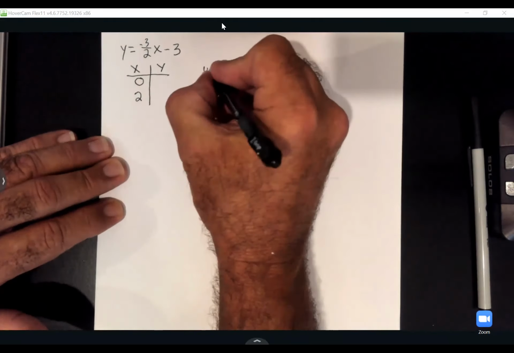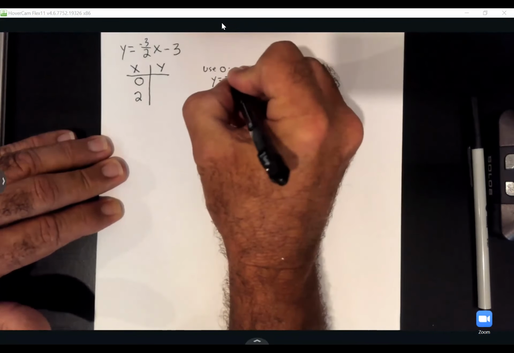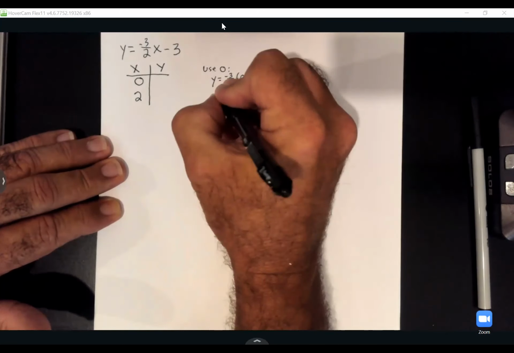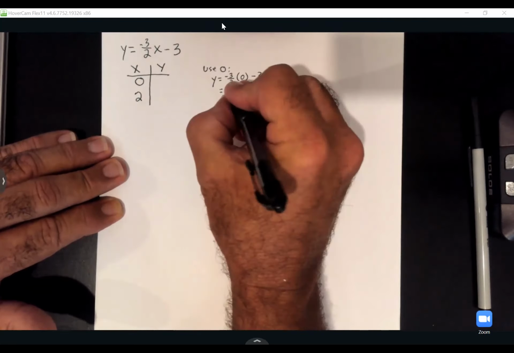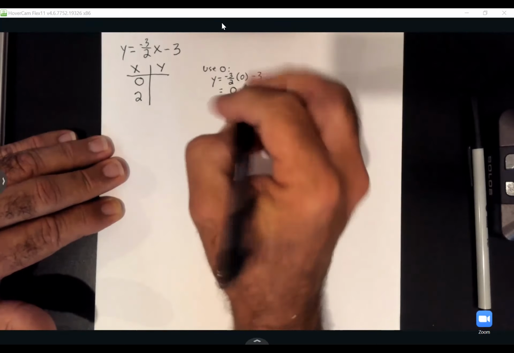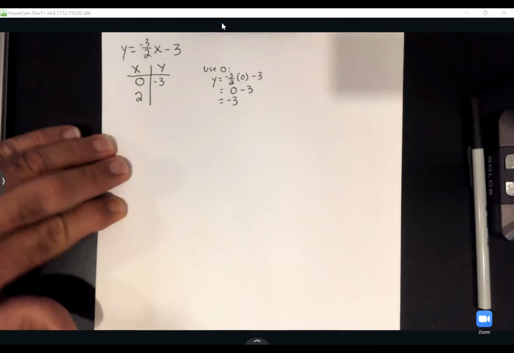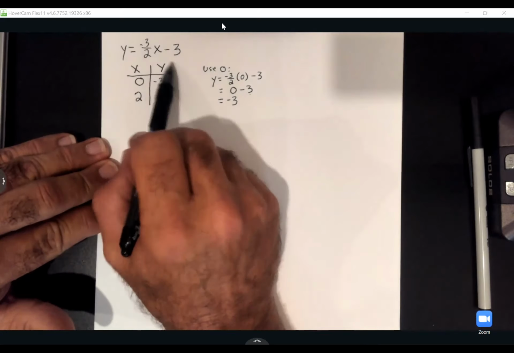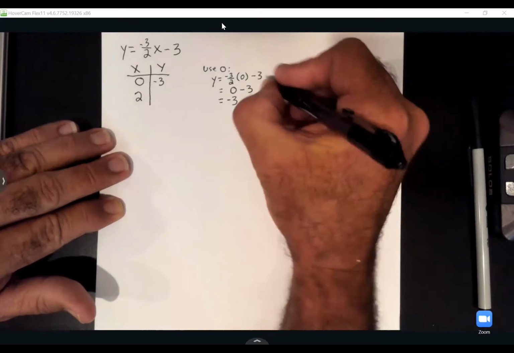So first, let me use that 0. That's going to give me y equals negative 3/2 times 0 minus 3. We all know negative 3/2 times 0 is 0. So I get 0, bring down the minus 3. 0 minus 3 gives me a negative 3. So are you seeing that when I'm putting zeros in for the x's, basically I'm always getting whatever that last number is, okay?